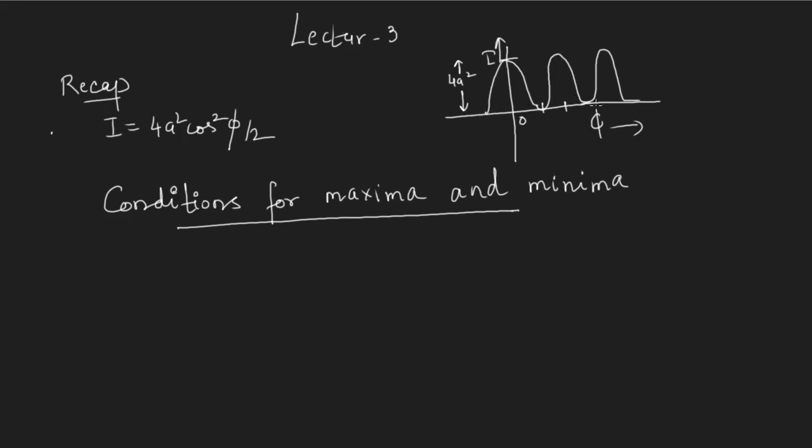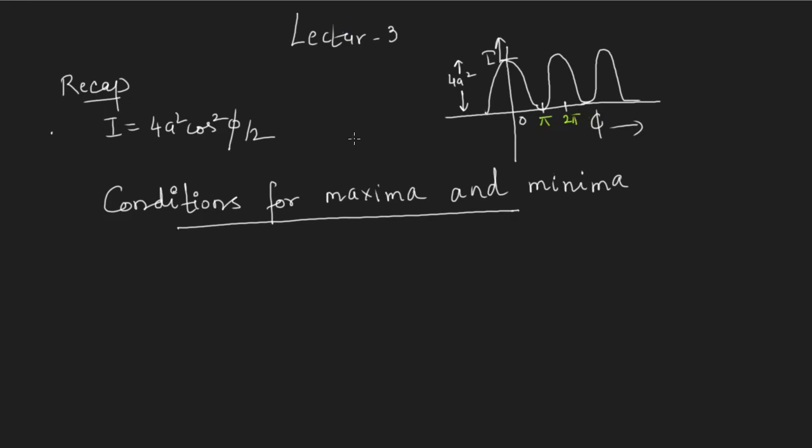In the last lecture, by mistake, I have written here 2 pi. But at 2 pi, when phi is 2 pi, we'll get a maxima. So I will get a minima at pi, and then at 2 pi, I will get a maxima. So please kindly note that.